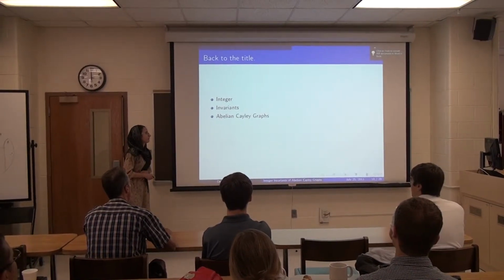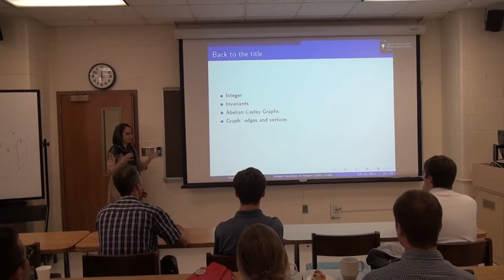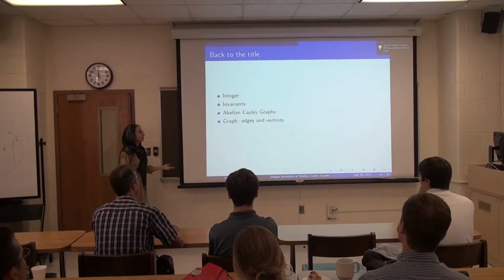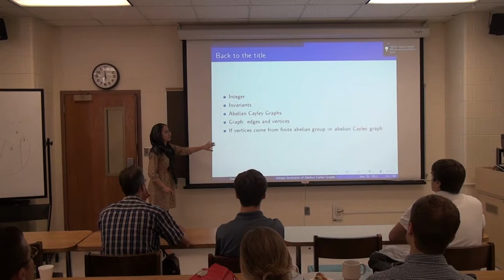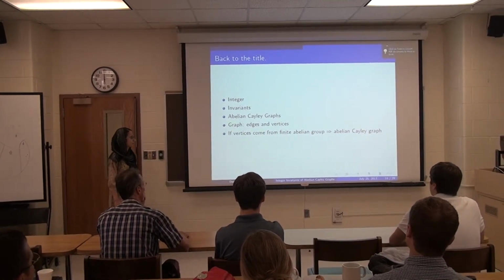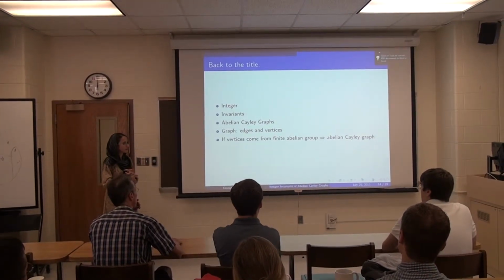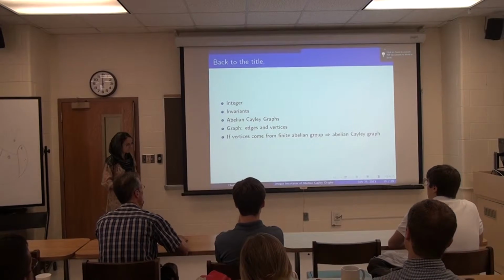And then finally, an Abelian Cayley graph. If you remember at the beginning, I defined a graph just to be a bunch of edges and vertices. However, if our vertices come from an Abelian group, a finite Abelian group, we have the Abelian Cayley graph. So two things make up our Abelian Cayley graph: the Abelian group and our connecting set.